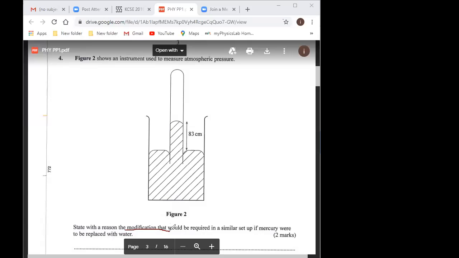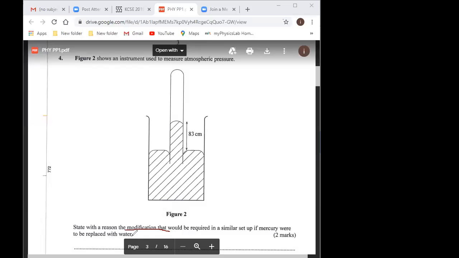Modification, so that instead of using the mercury, as you can see from the nature of the meniscus, we now decide to use water. One modification that you can use. Yes, Mark Moutier, you have an idea? One modification. Brian McCory. Using a longer tube.